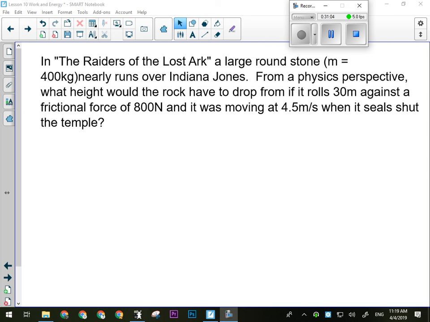So its final speed is 4.5 meters per second. We are looking for what height it had to be dropped from in order to accomplish that. So that's what we're looking for there.